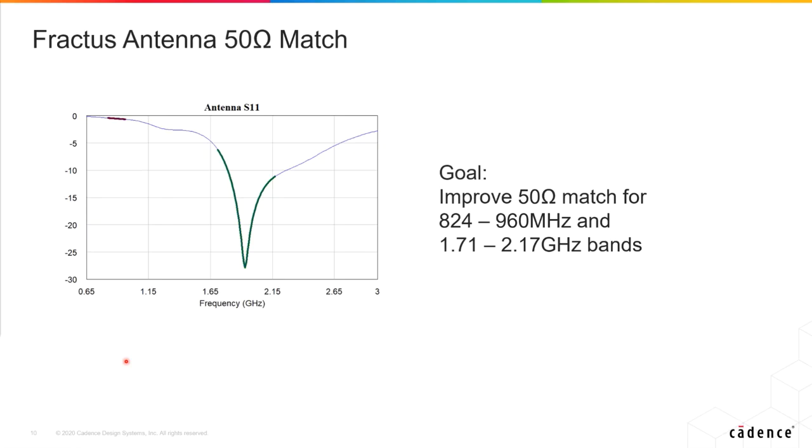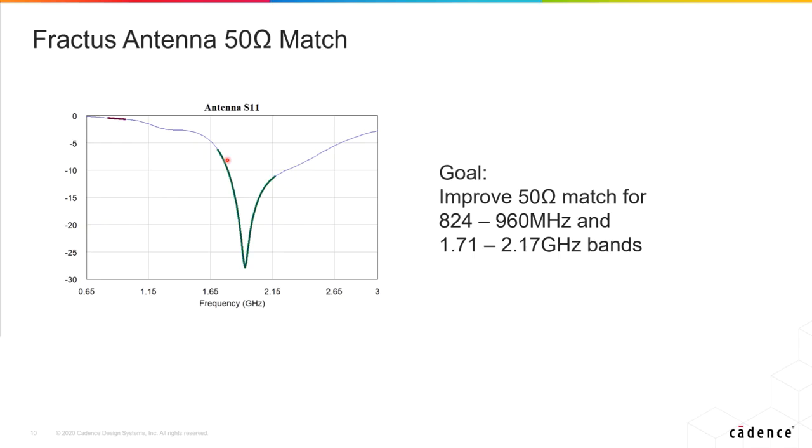So moving on to the example problem we're going to show. It is an antenna from Fractus. Fractus is an antenna manufacturer popular in the IoT space. And we've got the raw antenna performance shown here, basically the return loss, and more specifically the magnitude of the S11. We're trying to match for two bands, low band 824 to 960 and high band 1.71 to 2.17 gigahertz.